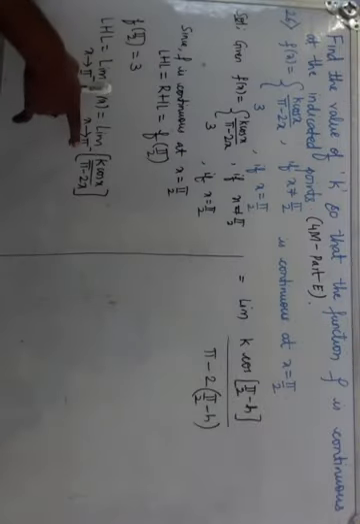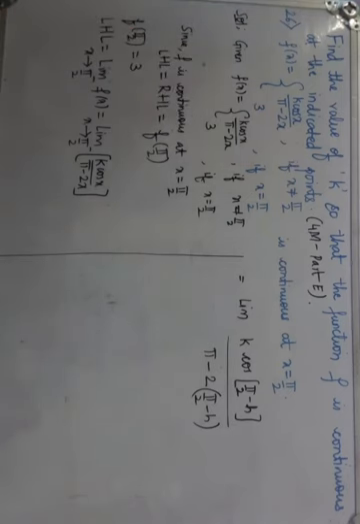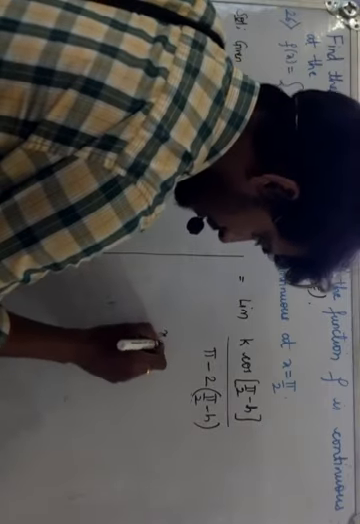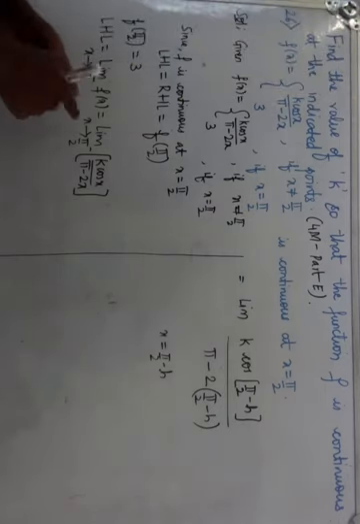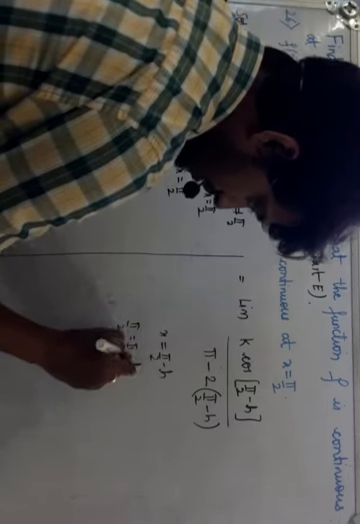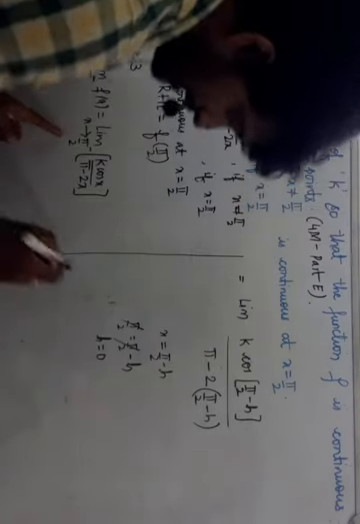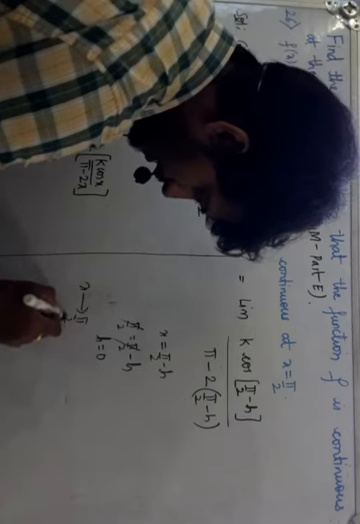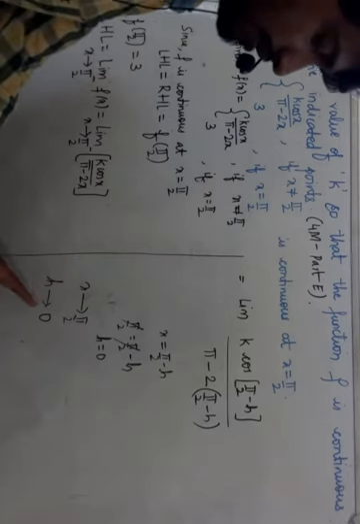The original variable is x. I have changed the variable x to the variable h, by replacing x by pi by 2 minus h. Here x is tending to pi by 2, so pi by 2 equals pi by 2 minus h, which means h is equal to 0. As x tends to pi by 2, h tends to 0.